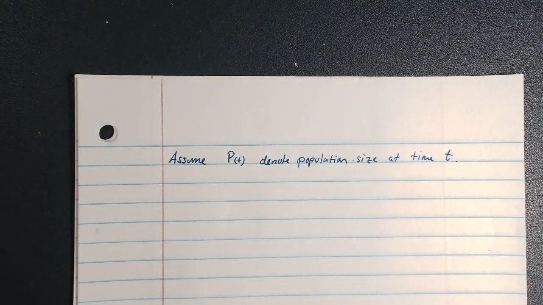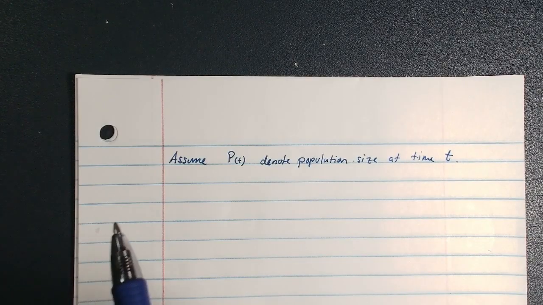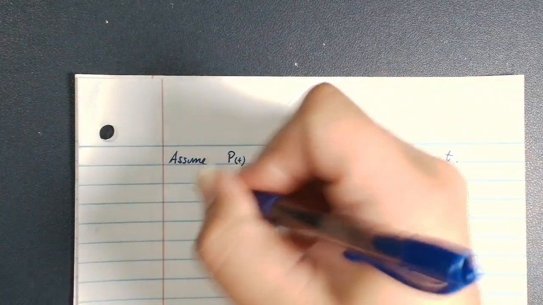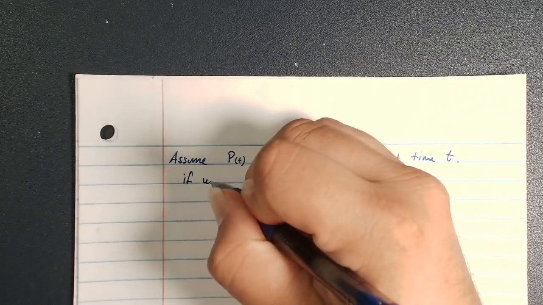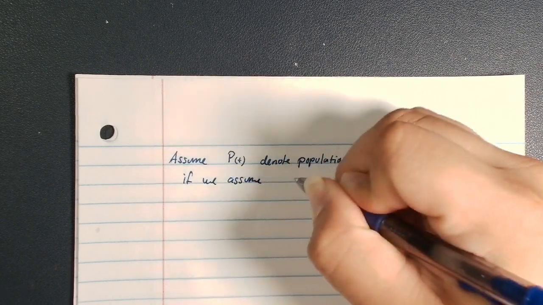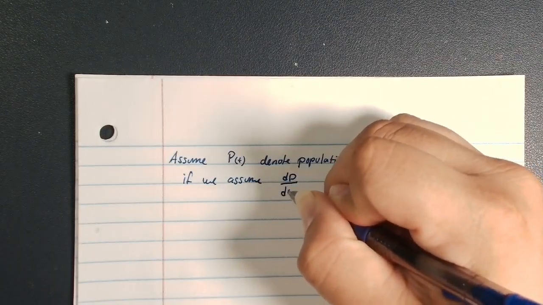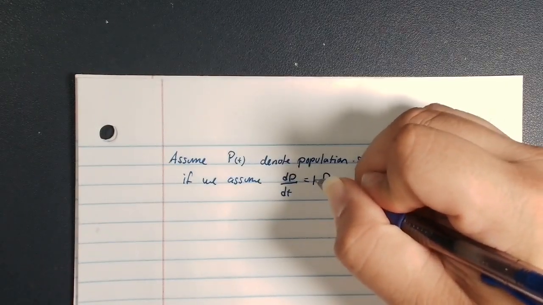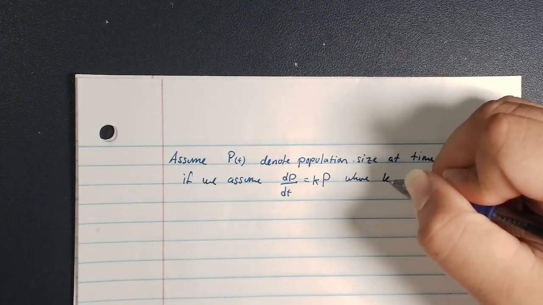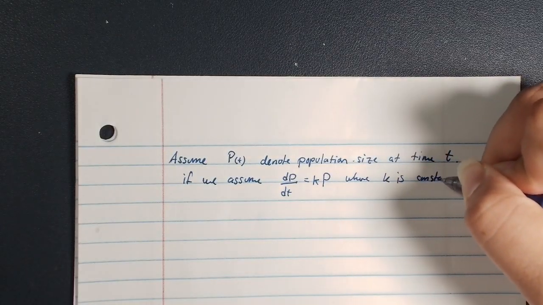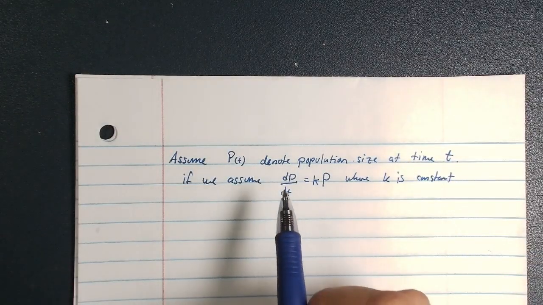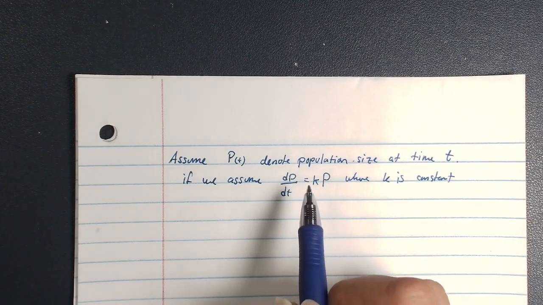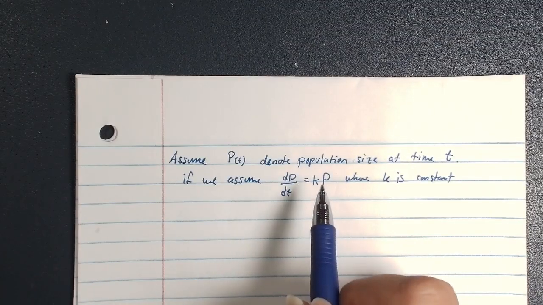Okay? Now, if you make the assumption that the population size changes directly related to the size of the population, if we assume that the rate of change of our population over time is equal to the population size times some constant, where k is constant, this is a differential equation, obviously. Derivative is equal to some constant times the original function.